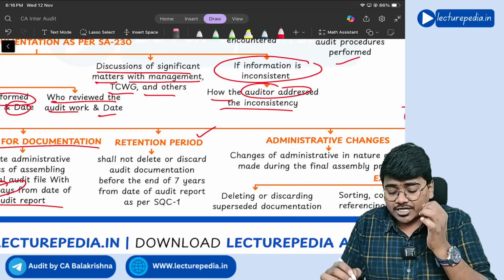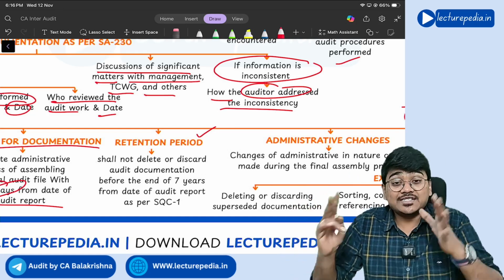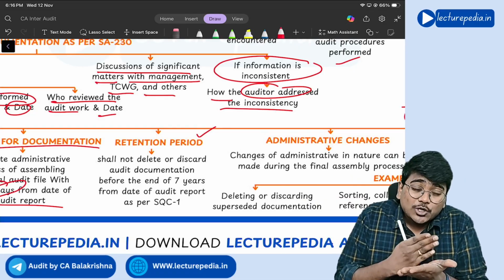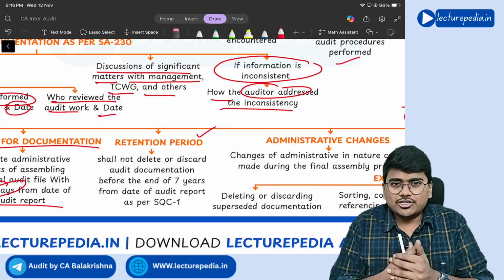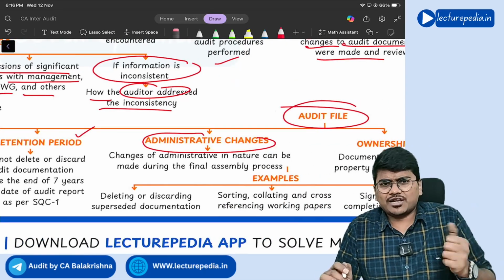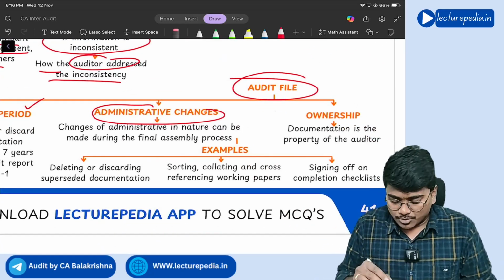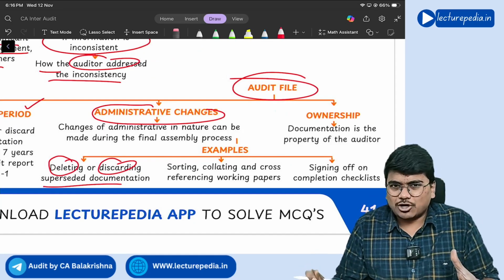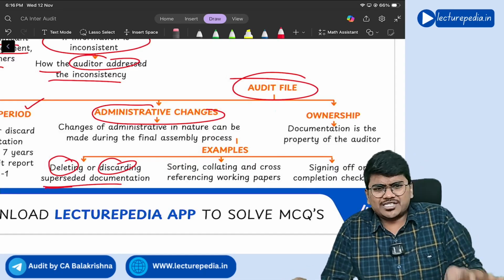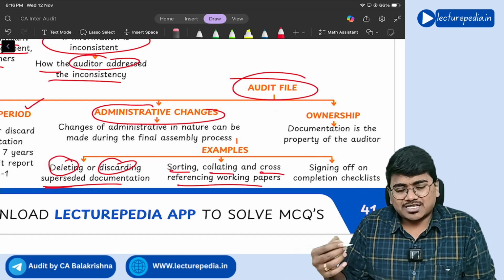Next, retention period. So this audit documentation that you have maintained, for how much long you have to retain it? It is 7 years. 7 years from when? 7 years from the date of audit report you have to retain the audit documentation. Getting it? Yes. Next, certain administrative changes you can make even after the 60 days also. So what will be included in the administrative changes? Some of the examples: deleting or discarding superseded documents. Superseded means certain draft versions. If by mistake you have kept them in the audit documentation, you can remove it even after 60 days, no issues.